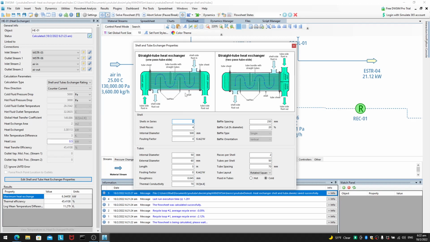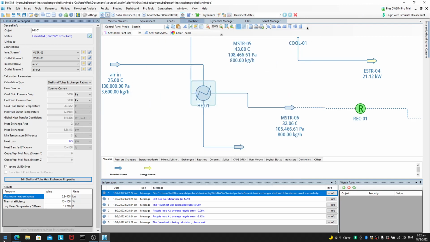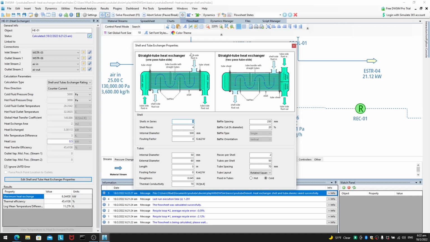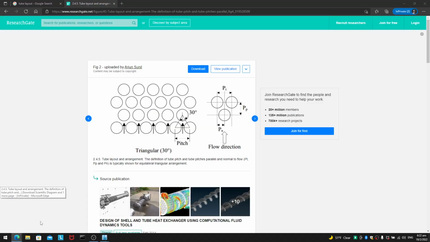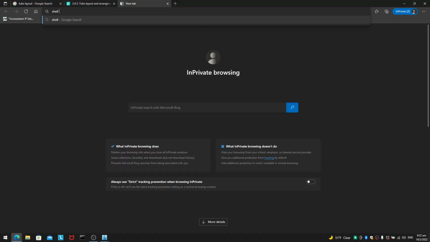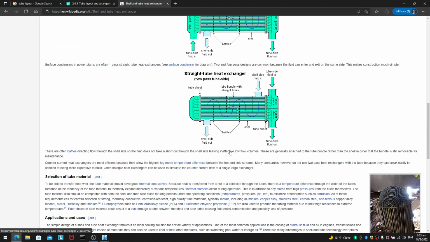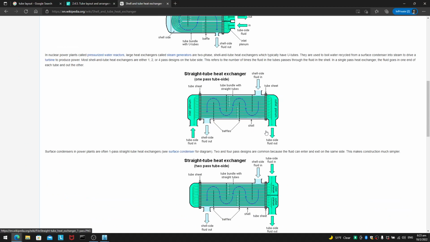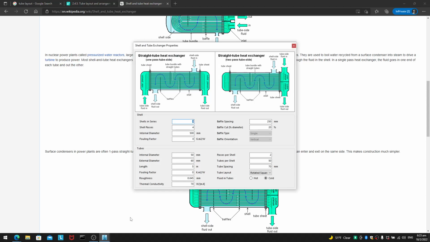Let's edit some of the shell and tube properties, going through them one by one. The first section under the shell and tube properties is this Edit Shell and Tube Heat Exchanger Properties. You will be able to edit a lot of things here. We have two diagrams here for shell and tube heat exchangers, which I think are pulled from Wikipedia. I could be wrong, but this definitely looks like a Wikipedia picture.